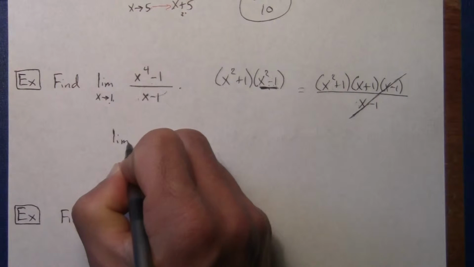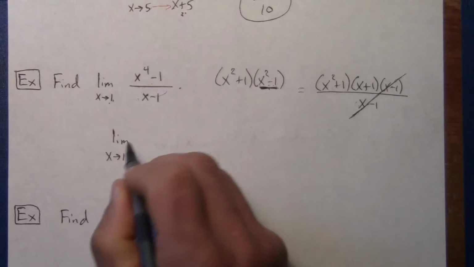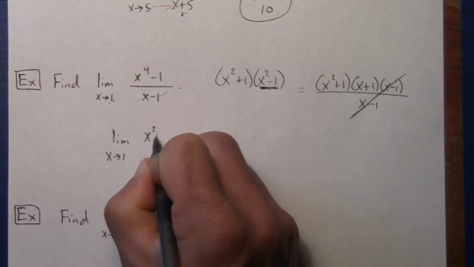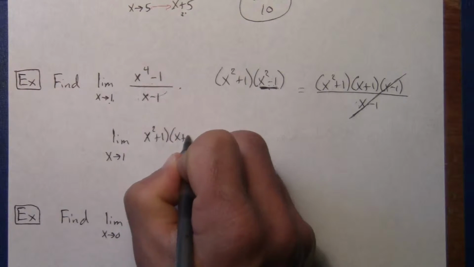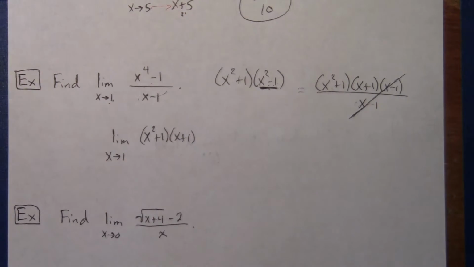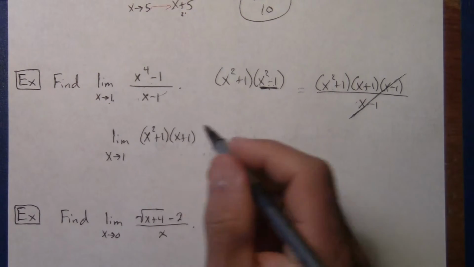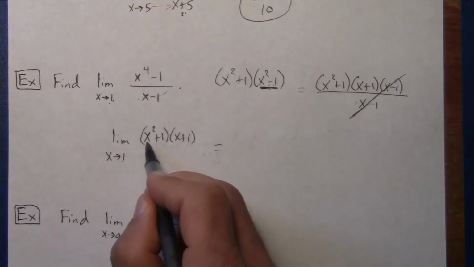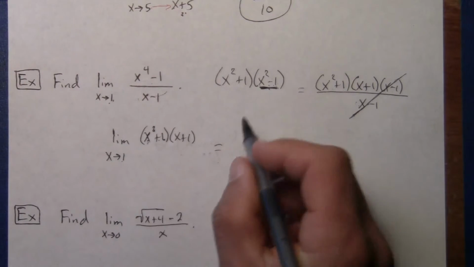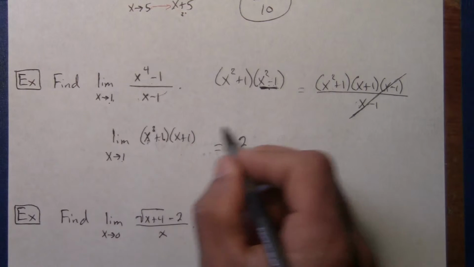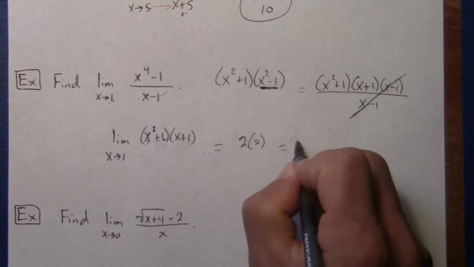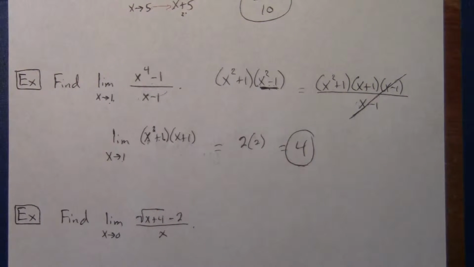So now I'm trying to find the limit as x approaches 1 of, my numerator is x squared plus 1 times x plus 1. My denominator is just a 1. And you can multiply those together if you want to. You really don't need to. If I plug 1 in here, I'm going to get 1 squared plus 1. So 2 times 2, or my limit should be 4.